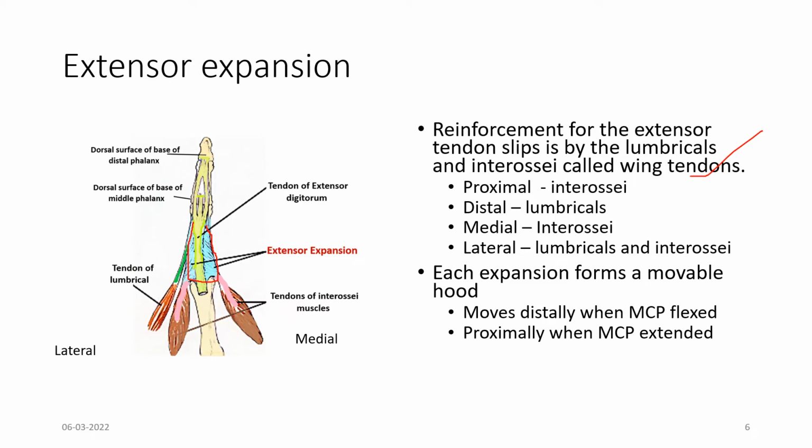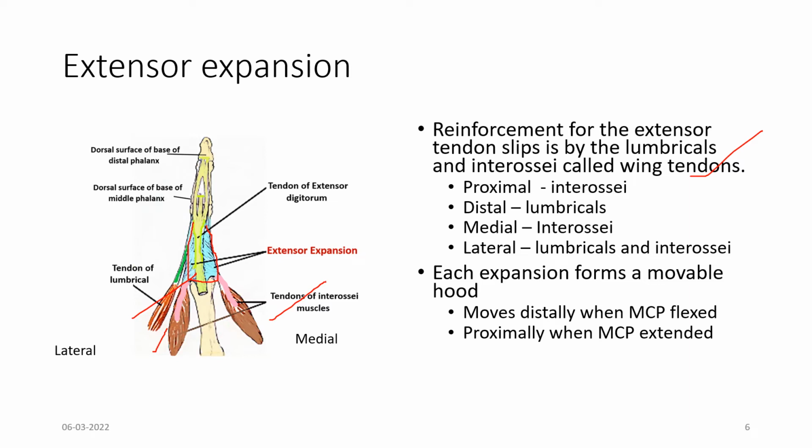So proximally you will be seeing the reinforcement from the interossei, and distally will be the reinforcement from the lumbricus. So medially what you will see is the interosseous muscle, and then laterally you will see both interosseous and lumbricus. Medially only interosseous muscle. And so now you have understood about these reinforcements for the extensor tendon.